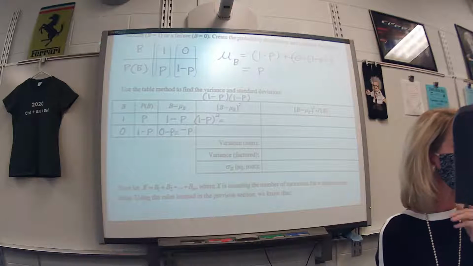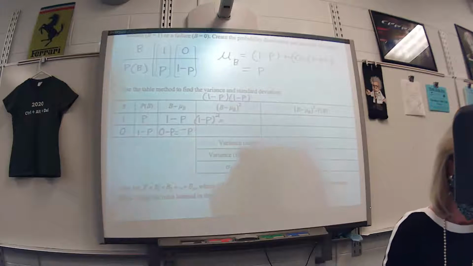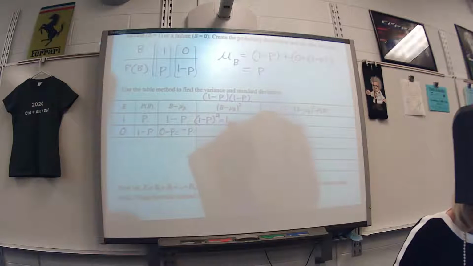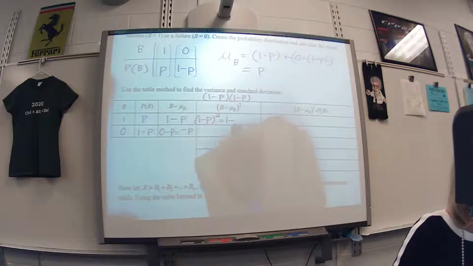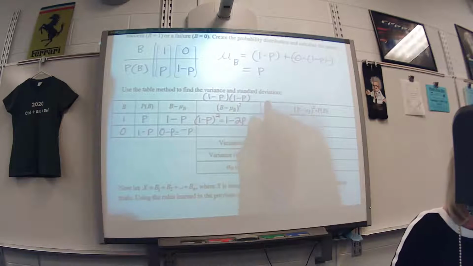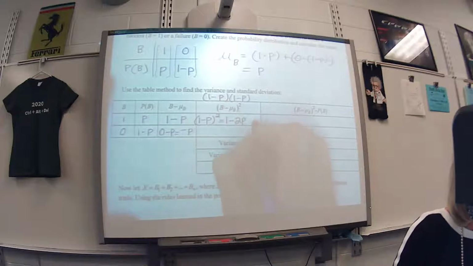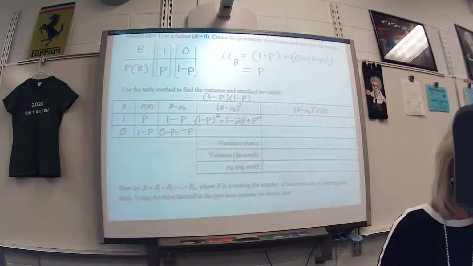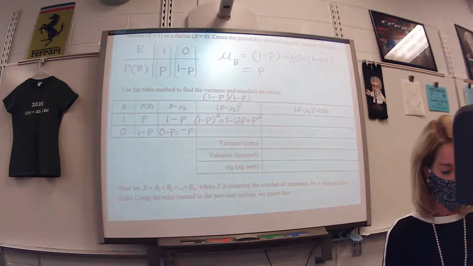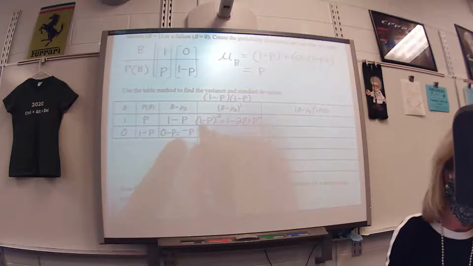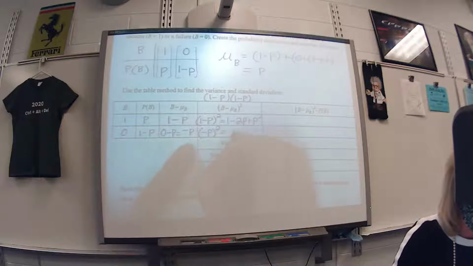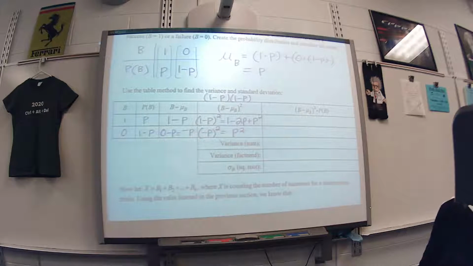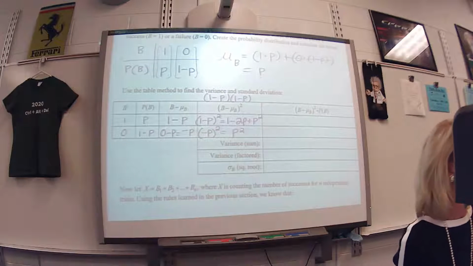Algebra 1, people. 1 minus outside, inside would be negative P and another negative P, so negative 2P. And then P times P is P squared, and it's a double negative, so it is positive P squared. You got it. And then on this one, we have to take the negative P and square it, which just becomes P squared. The negative just goes away.